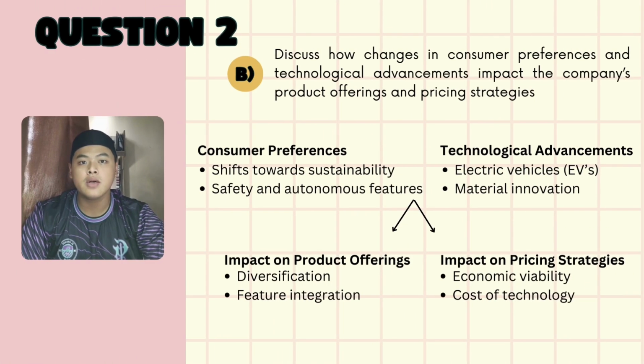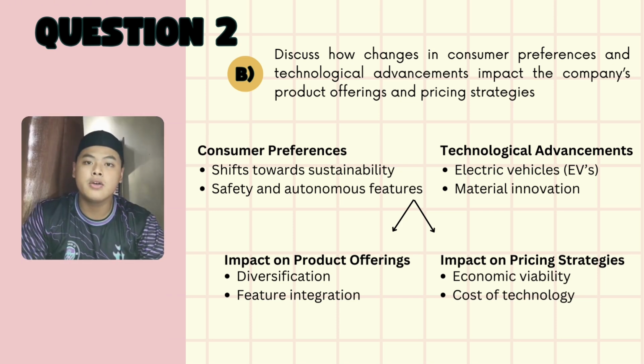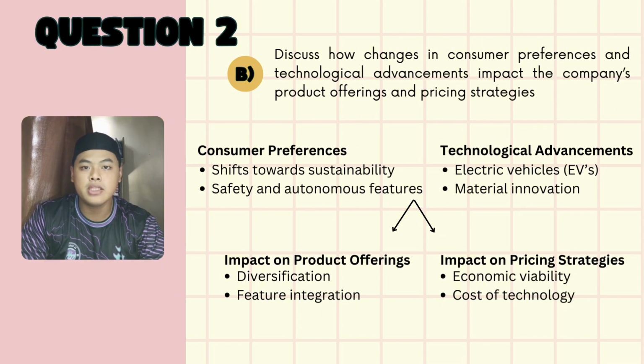Question B. Discuss how change in consumer preference and technological advancements impact the company's product offerings and pricing strategies. Change in consumer preference and technological advancements significantly influence Proton's product offerings and pricing strategies. To answer this question, let's break down each aspect.